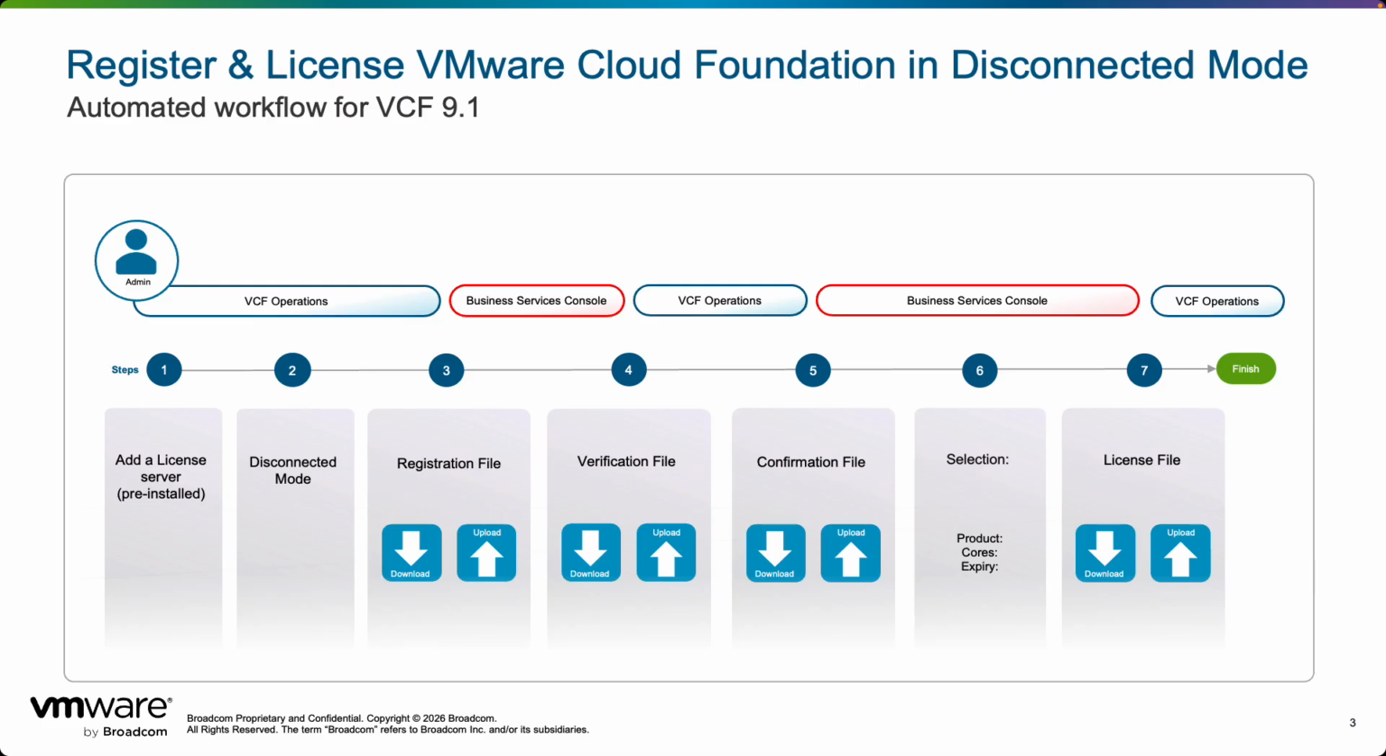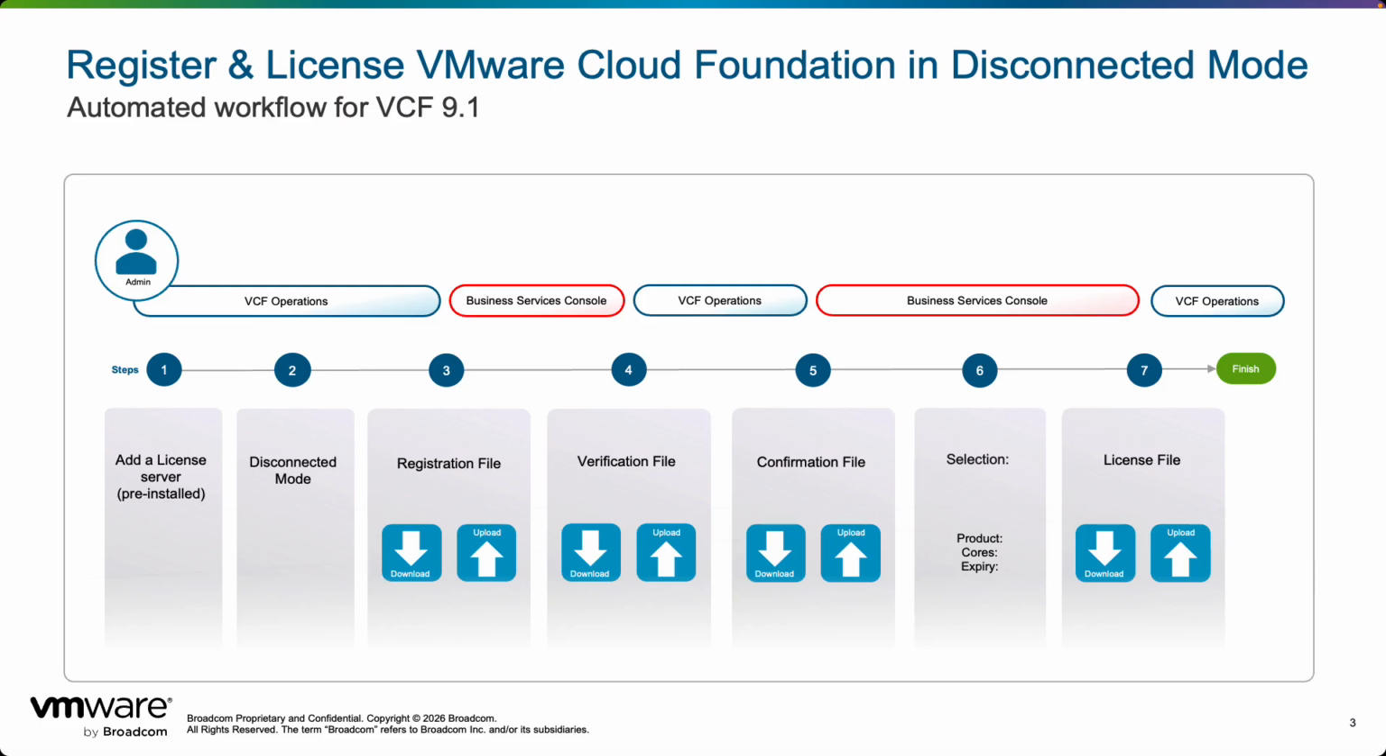The same workflow is used with a couple of extra steps: downloading and uploading a secure registration file, verification file, and confirmation file. Just as with connected mode, from here a customer can select the product to license, the quantity of cores, and a license expiry. Again, when licensing is configured in connected mode, license usage reporting is automatic, which negates the need to upload license usage manually.